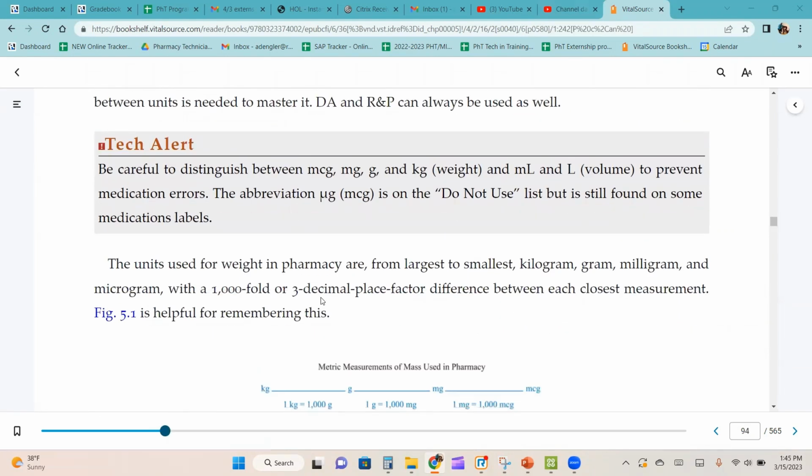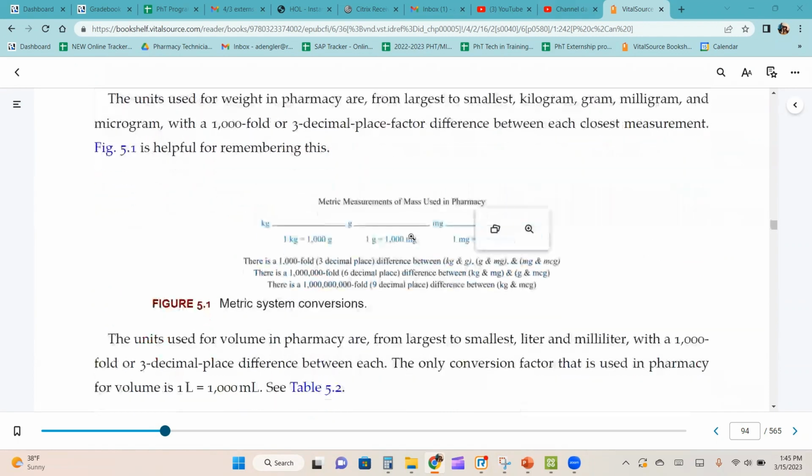The units used for weight in pharmacy are, from largest to smallest, kilogram, gram, milligram, and microgram, with a 1,000-fold or 3 decimal place factor difference between each closest measurement. You can see that here.